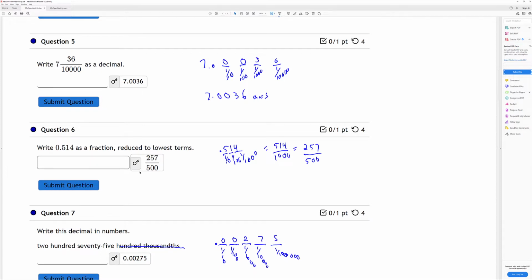Write 0.514 as a fraction. Reduce to lowest terms. So that 4 is in the thousandths place. So rather that's 514 over 1,000. They're both even numbers, so they'll simplify to 257 over 500.